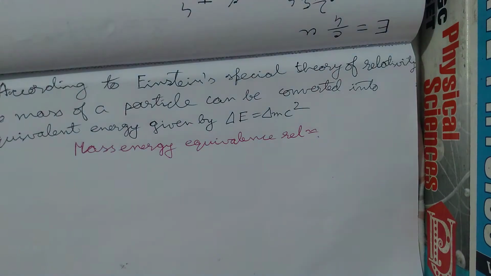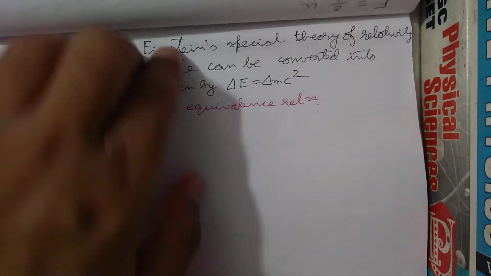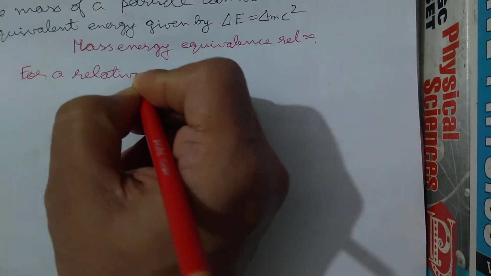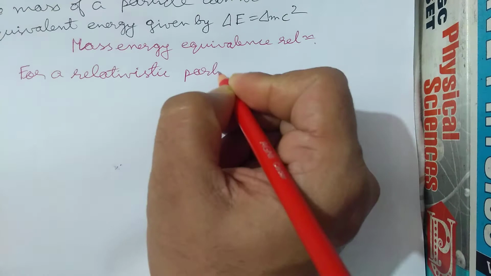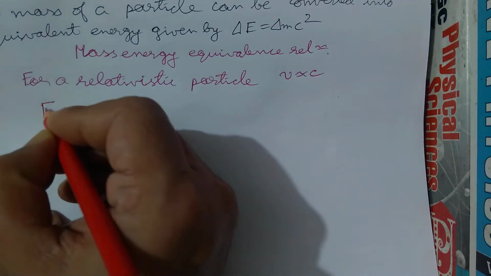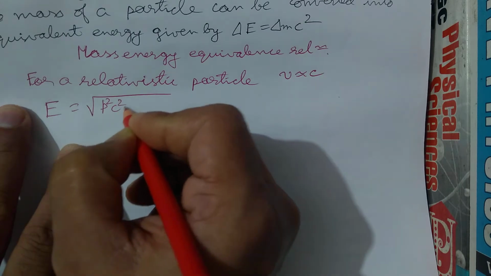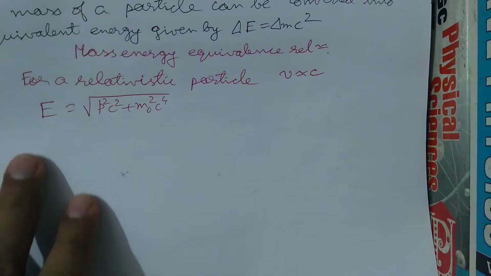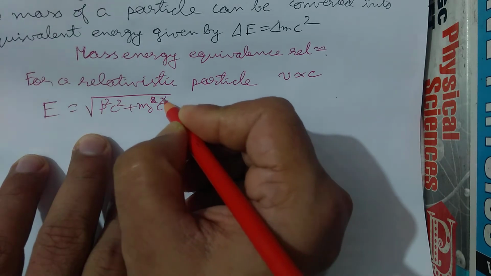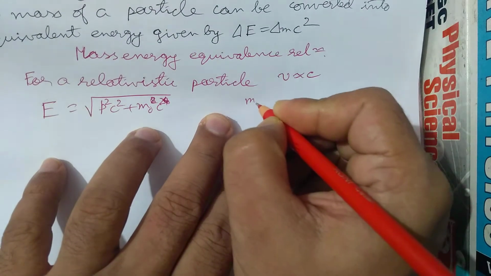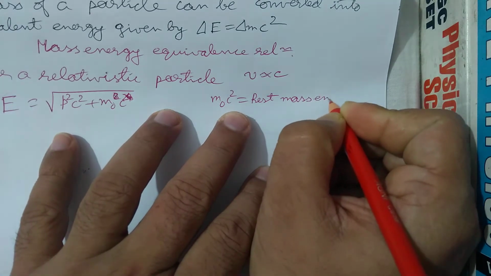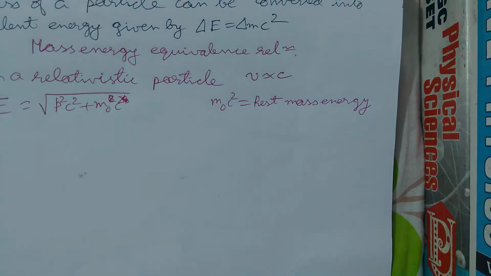This is known as the mass energy equivalence relation, and for a relativistic particle, what is a relativistic particle? A relativistic particle is a particle moving with a velocity comparable to the velocity of light. The total energy E is given as the square root of p²c² plus m0²c⁴. Oh, sorry, it is E² = p²c² + (m0c²)², where m0c² is called the rest mass energy.